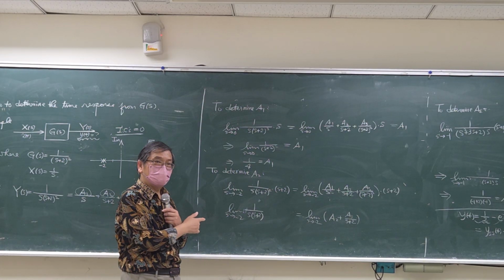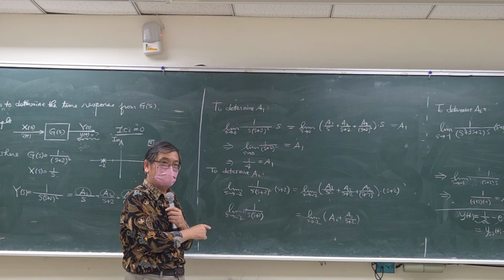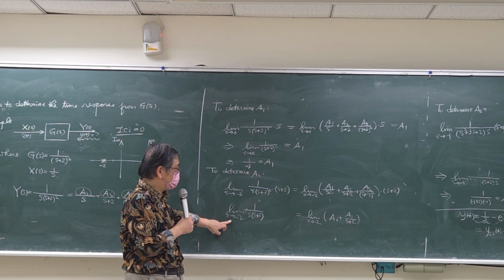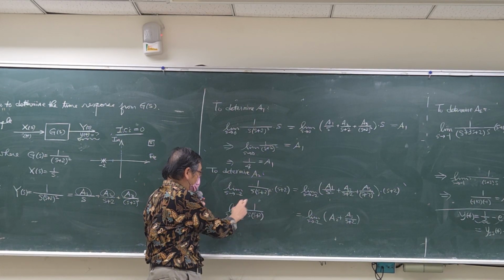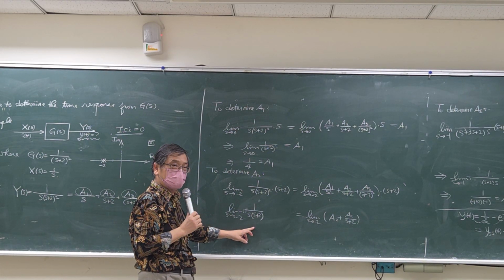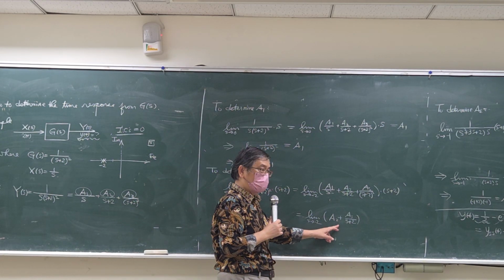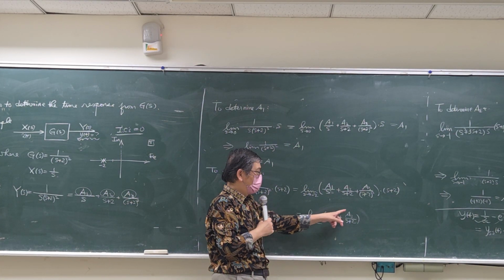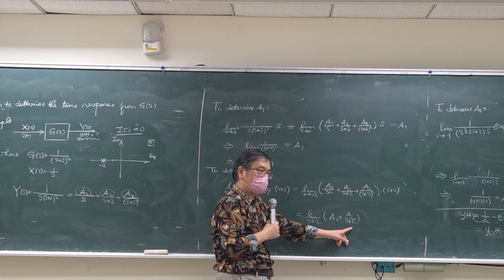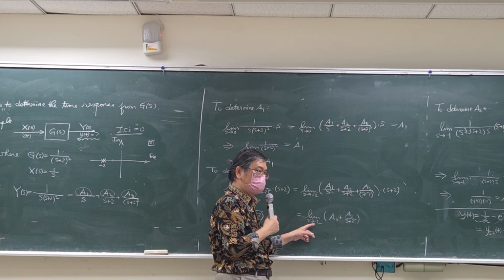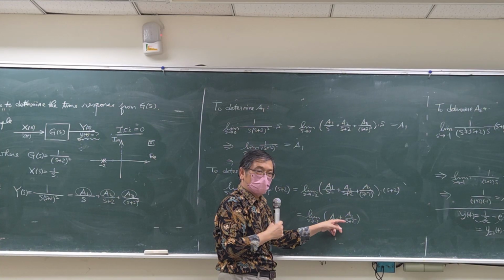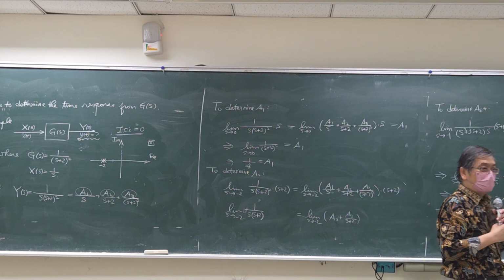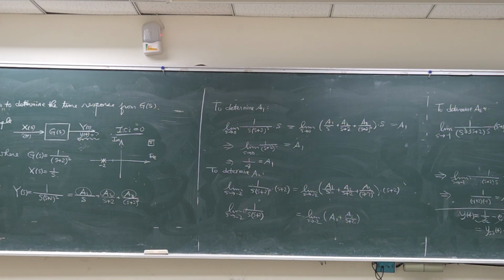Did you see the problem? What is the problem now? When s approaches -2, the left hand side approaches infinity. Here we have two terms left. This is A2, fine. This is A3 over (s+2). Again, when s approaches -2, this approaches infinity times A3. Okay? So we have a problem here. Think about this.